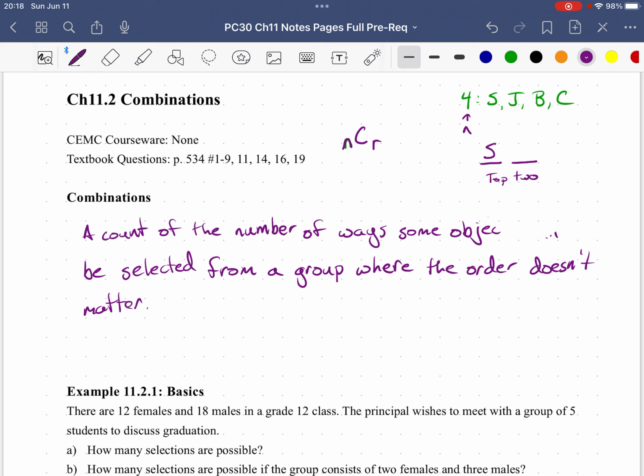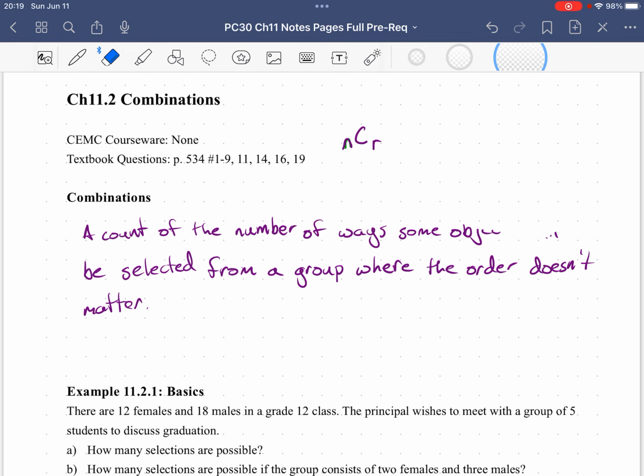If Susan comes first and Jane comes second, or Jane comes first and Susan comes second, these are the same. We don't care about the order because the top 2 move on. It doesn't matter if you're first or second. So in combinations, the order doesn't matter.